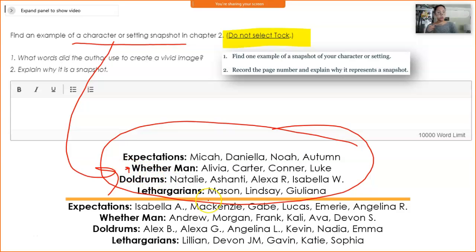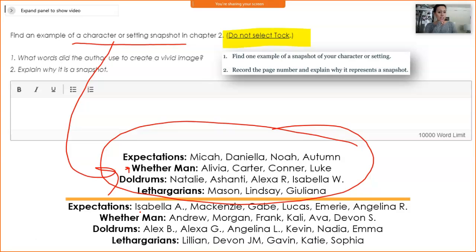Thank you. Doldrums, give me a thumbs up if you are doing the doldrums. Bella, thank you. Ashanti, thank you. Alexa, thank you. And I don't think Natalie's here, so it's just going to be you 3 girls. Lethargerians, give me a thumbs up if you understand that you are the Lethargerians. Good, Linz, Mason, and Jules. So when I break you into those groups, that's what you're going to be focusing on.